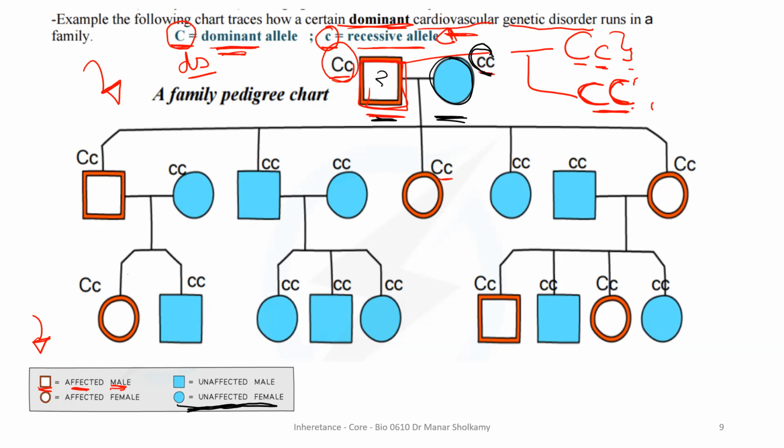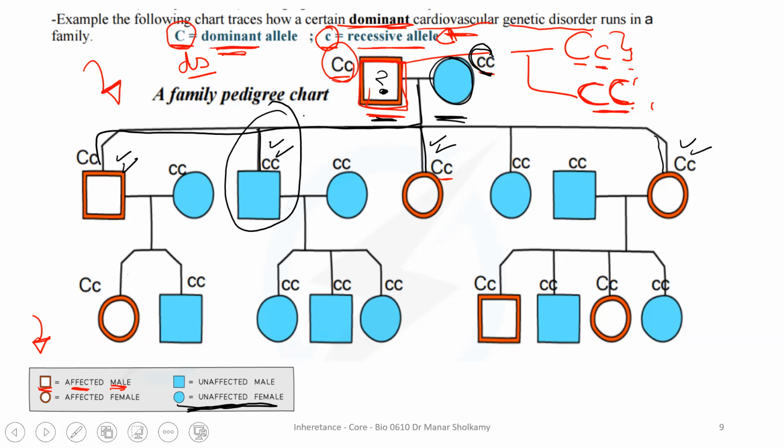Now, this male, how do I know that he is heterozygous? I go and look at his children. This is one child. This is another child. This is another child. And this is another child. How did I know that these are his children? Because they branch off this couple. Do you see the lines? Are all his children sick? Yes. No. One child is healthy here. Okay. As long as one child is healthy, then this male cannot be homozygous dominant. If he is homozygous dominant, all his children will be sick.